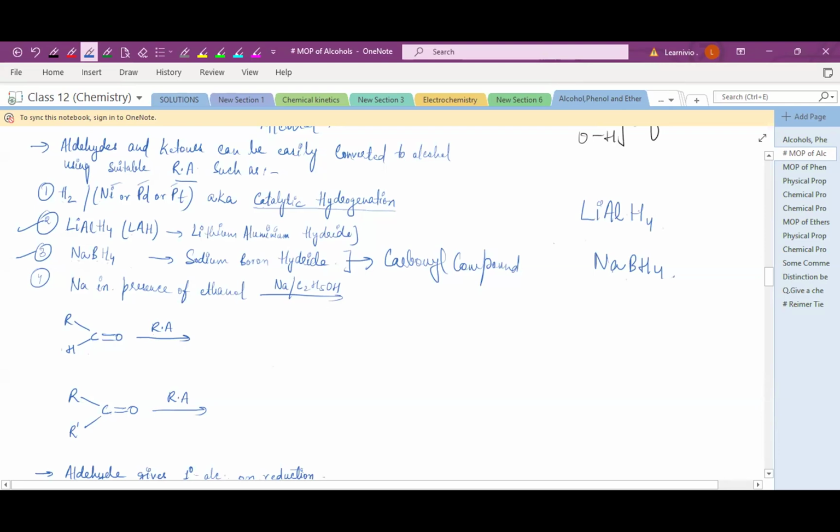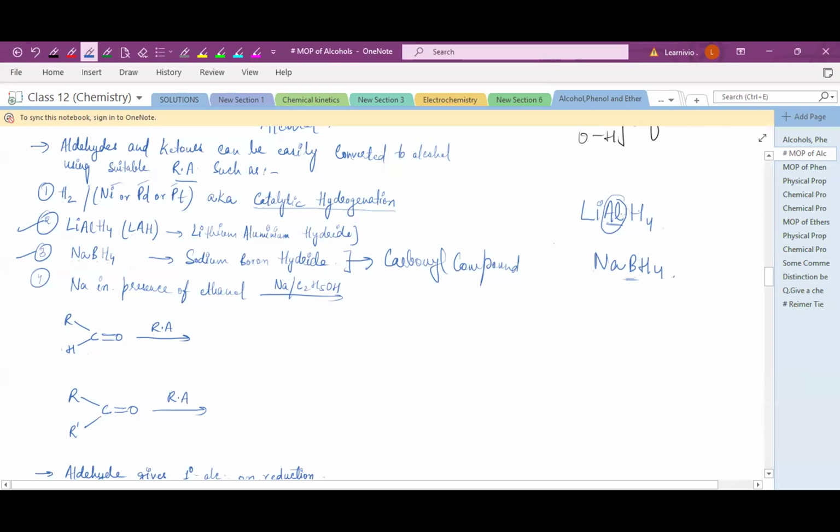Aluminium is present in lithium aluminium hydride, and in sodium borohydride, boron is present, right? And aluminium is less electronegative than boron. So the aluminium-hydrogen bond in lithium aluminium hydride is more polar. Due to being more polar in nature, it is a stronger reducing agent. It can reduce any compound.